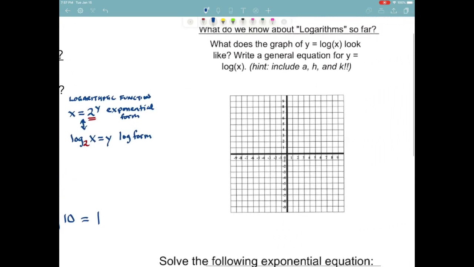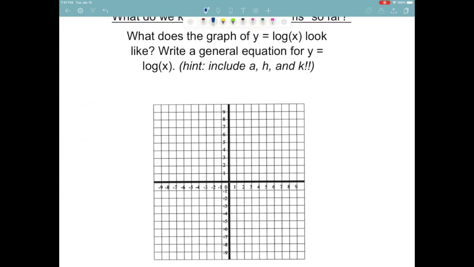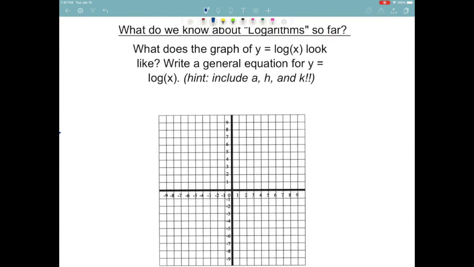Okay, let's look here quickly at what we know about logs so far. They want us to graph y is equal to log of x, which is really like saying log base 10 of x. So that has an inverse that is y is equal to 10 to the power of x. That's the exponential function.